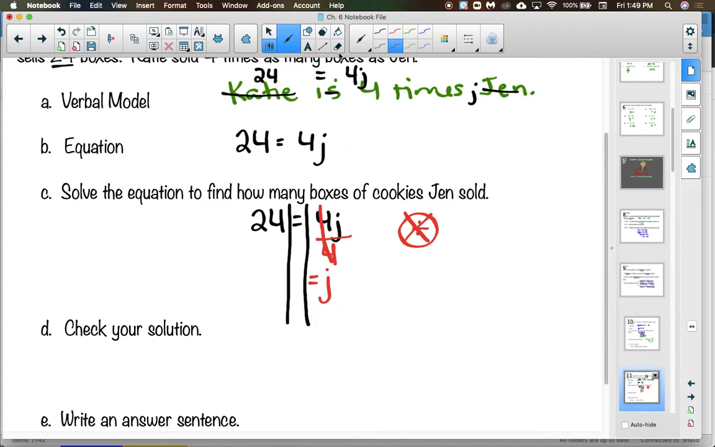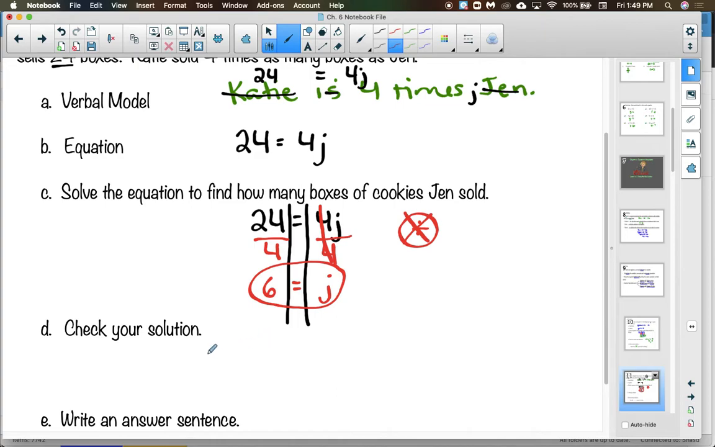But do not forget, I don't like where I put my equal sign there, sorry. Do not forget that we still have to divide the other side by 4 as well. We have to keep our equation balanced. So we divide both sides by 4. 24 divided by 4 is 6. That tells me that my solution is j equals 6.